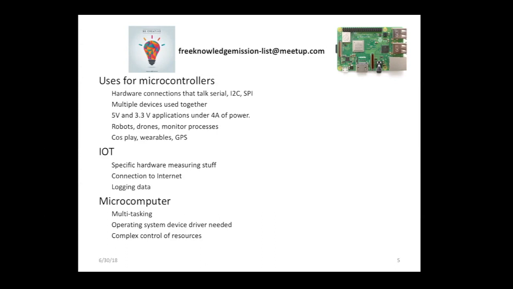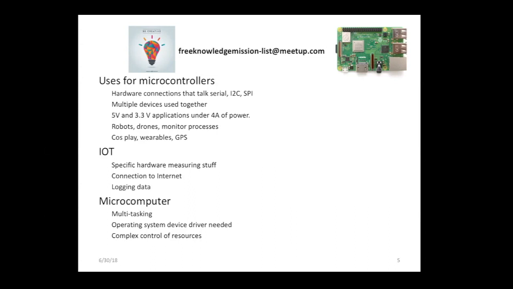Cosplay is actually where I see some of this, and wearables, and we did the GPS. We've got a GPS example there. IoTs are best for just measuring things, but they can connect directly to the internet, like our ESP32 here, and that can log directly. So if you want to measure what temperature it is in your garden, and you want to know if your toaster is hot enough, this is your tool. And then the microcomputer really is multitasking: Raspberry Pis, your laptop. That's really about multitasking and complex control of resources.